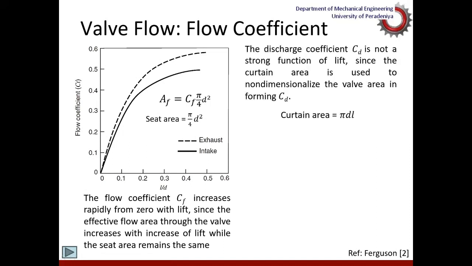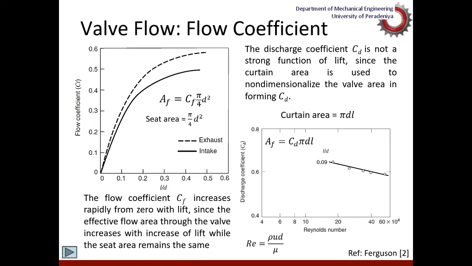On the other hand, when we use the discharge coefficient, we use the valve curtain area, and that area itself is not a constant or fixed value as in the case of the seat area, because this L is a variable. As the valve opens, the value of L changes. Accordingly, there is no significant variation of the discharge coefficient with the value of D over L.